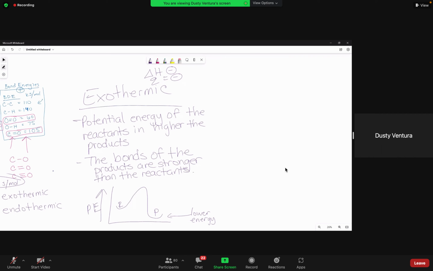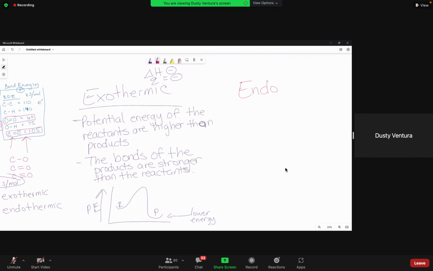Oh, potential energy of the reactants are higher. Oh my goodness, all kind of weirdness going on right here. Potential energy of the reactants are higher than the products. Yes, yes. All right, let's go the other way with it.